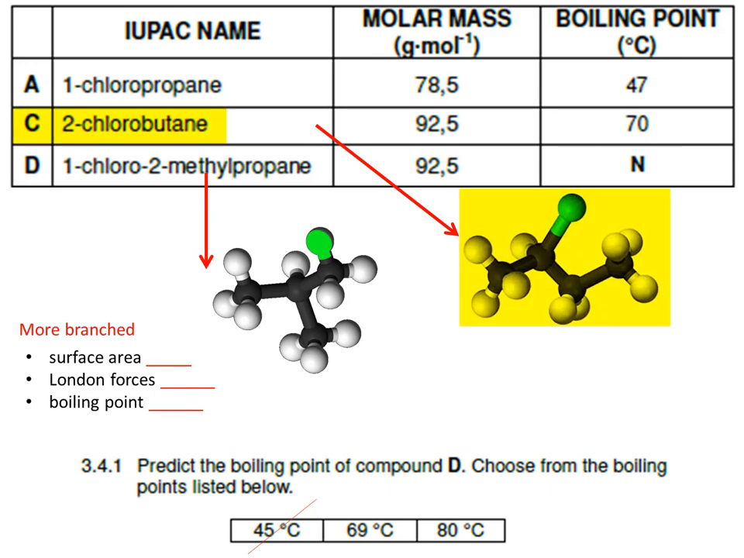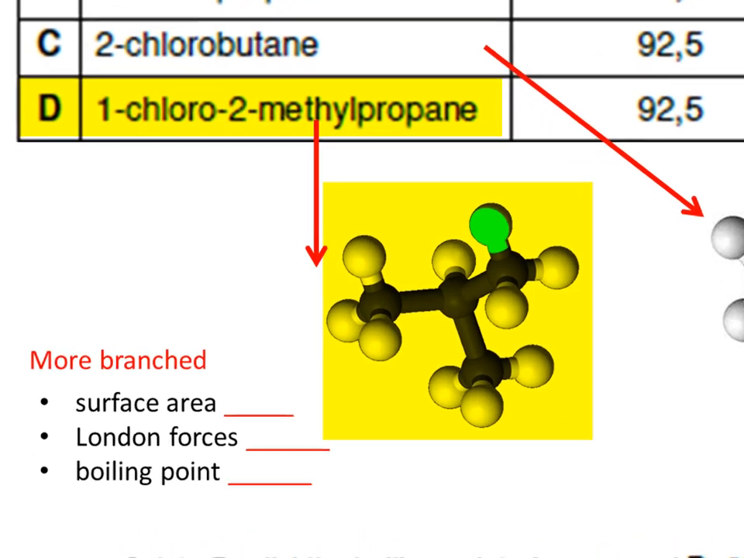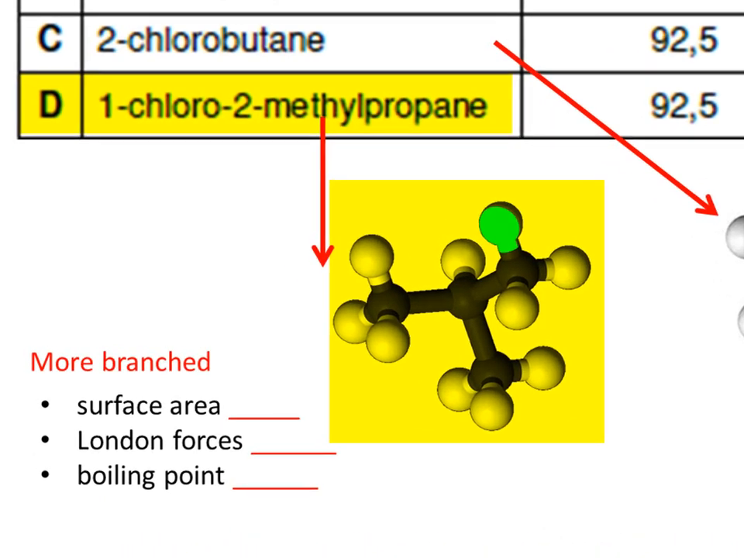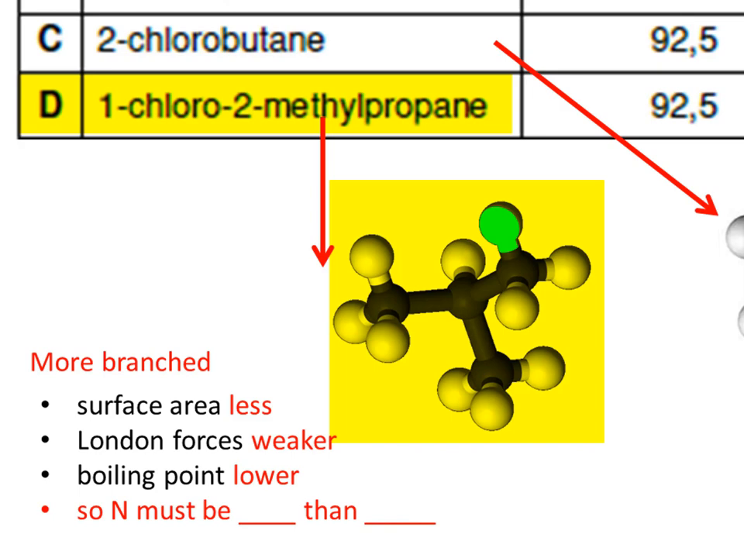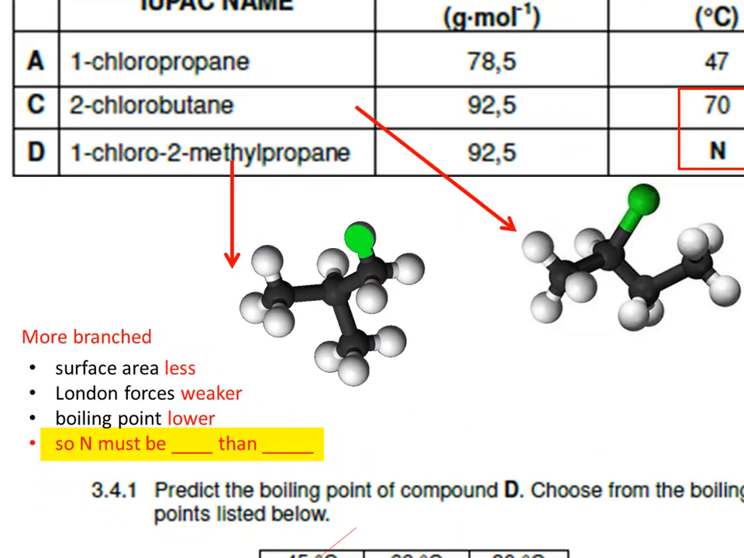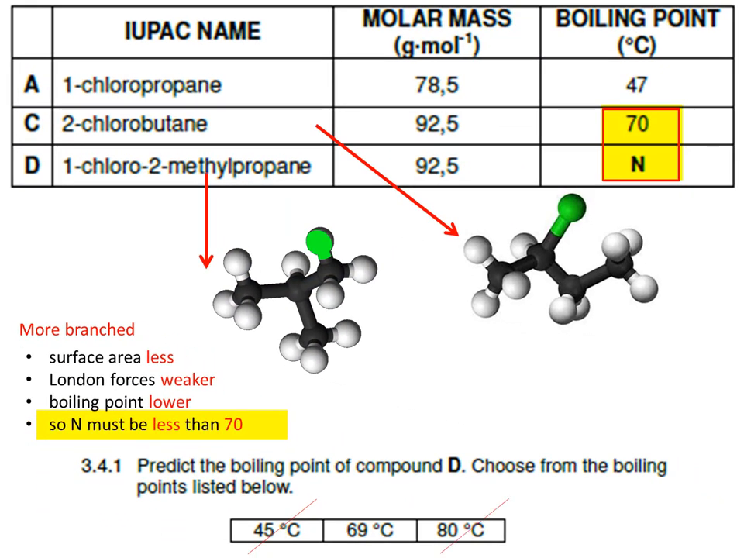Now we compare C with D. Try to go through a similar reasoning process on your own to determine and explain the final answer. Use this guide if you couldn't manage alone. D is more branched than C. As a result, D has a lower surface area over which London forces can act, resulting in weaker London forces and consequently a lower boiling point than C. What can you conclude from this about N? N must be less than C's boiling point of 70 degrees Celsius. Therefore, 80 degrees Celsius has been ruled out, leaving only 69 degrees Celsius as a possibility.